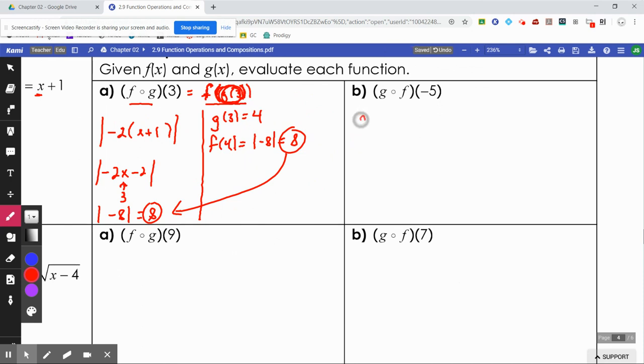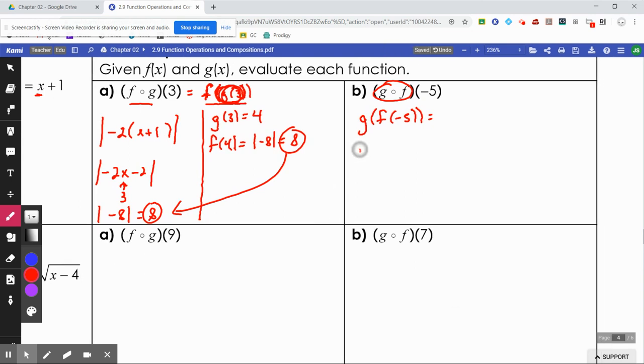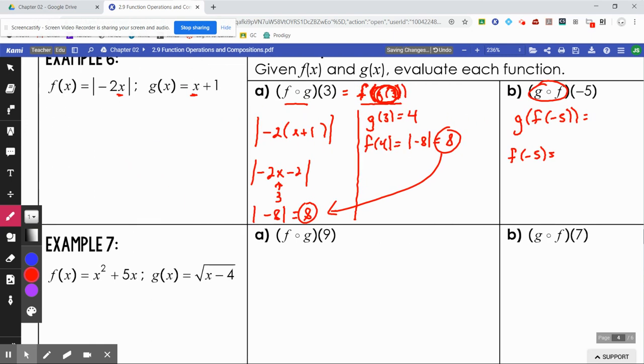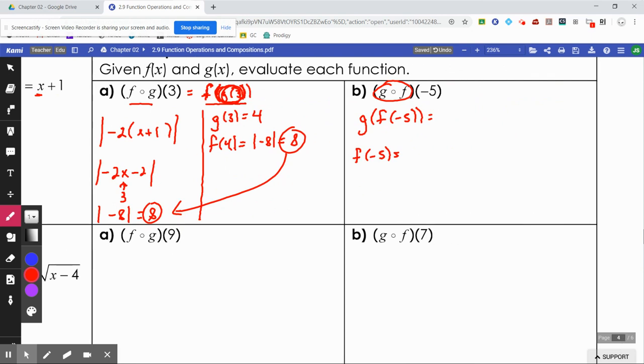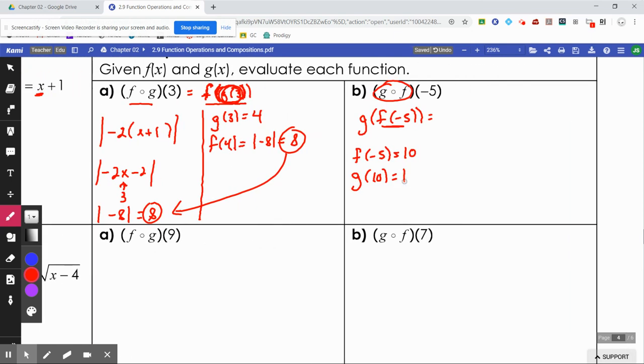So g of f of -5, you could find g of f of -5, which I feel like is probably going to be the easiest method. Or you could find g of f and then plug -5 into that. So let's find g of f of -5. So that's going to be f of -5 first. Always start on the inside. So f of -5, plug in -5 here, and you get -10. The absolute value of -10 is 10. So now since this is 10, we're going to find g of 10. So that'd be 10 plus 1, which gives you 11. So g of f of negative 5 would be 11.